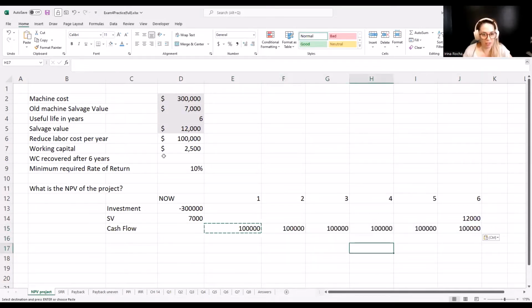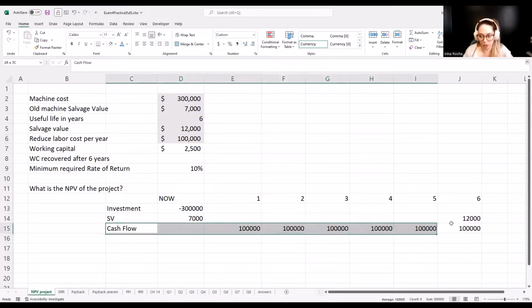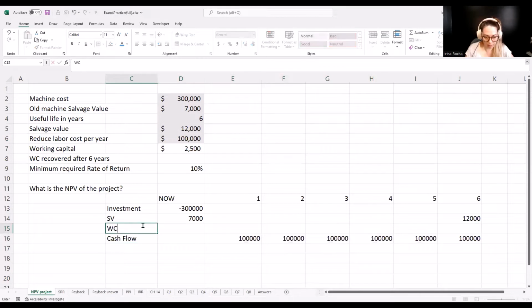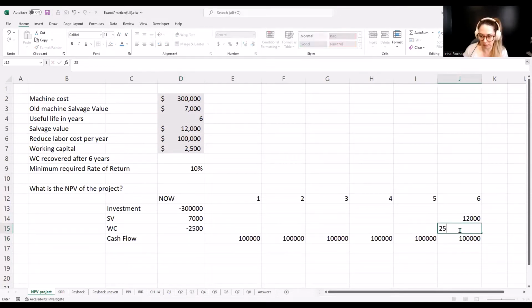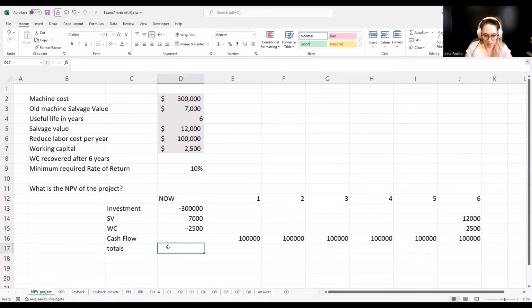Okay. Is there anything else? Oh yeah, working capital. So we know that usually they set this aside. I'm not sure if it's relevant, but anyway. We know that when we start a project, working capital is considered an outflow. So it's like money has left, so it's negative. And then at the end of the period, when it's released, it's an inflow. So here it's positive. Then we do the totals. So this is the sum of those numbers.